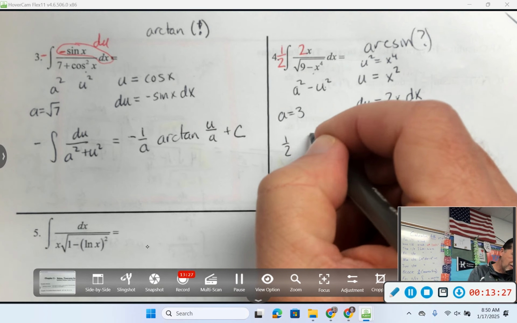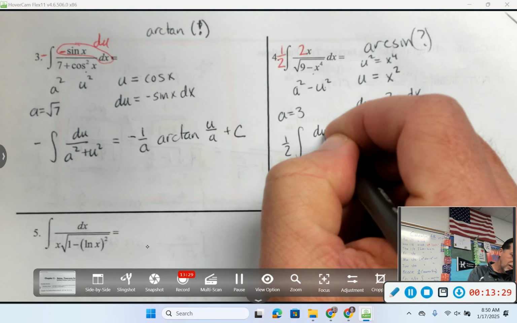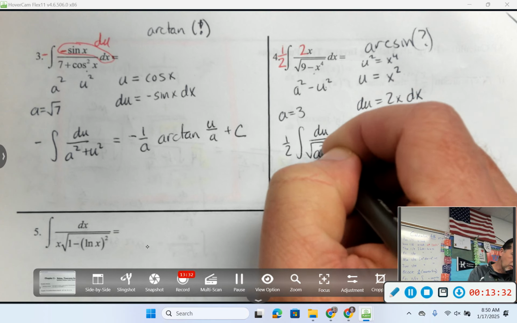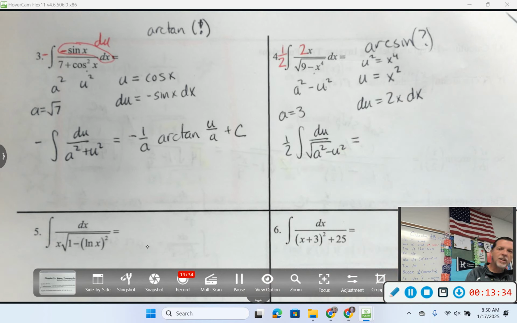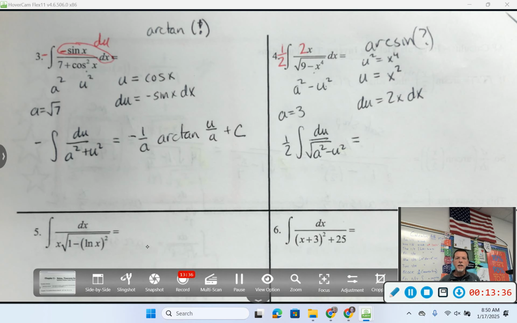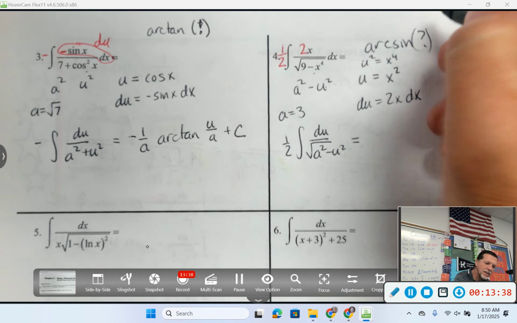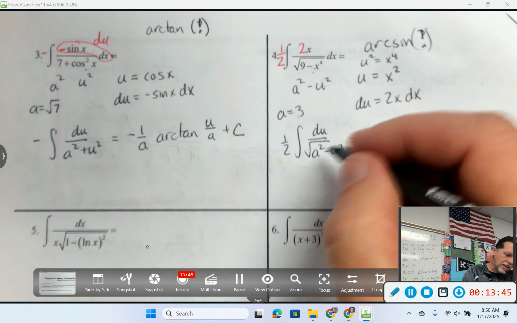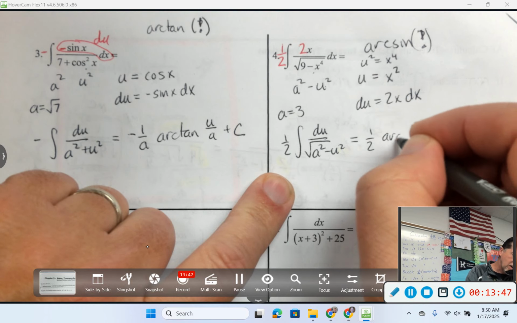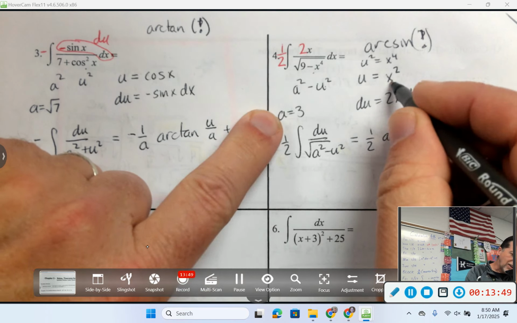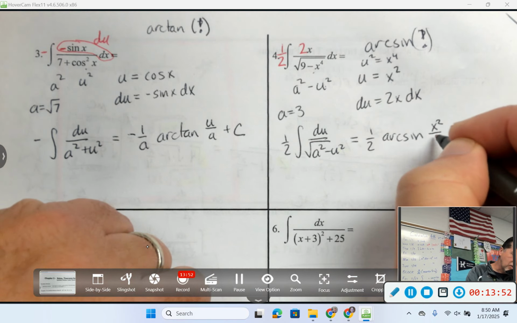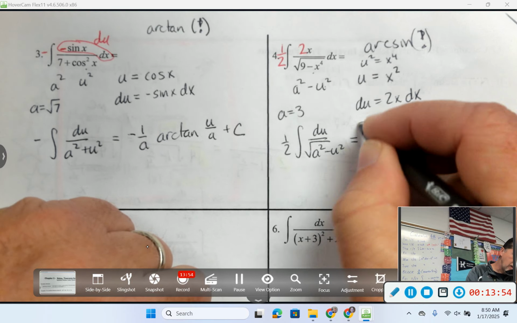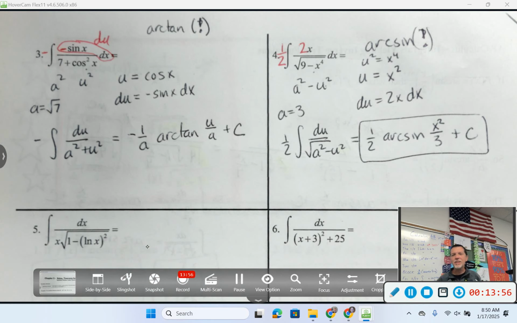So 1/2 du over the square root of a squared minus u squared. So that's definitely arcsine. Exclamation point. And so it's arcsine of u over a, the 1/2 still out front though. And I've defined u and I've defined a, so just x squared over 3. Oh, I said I was going to leave it and then I just plugged it in on the fly there.